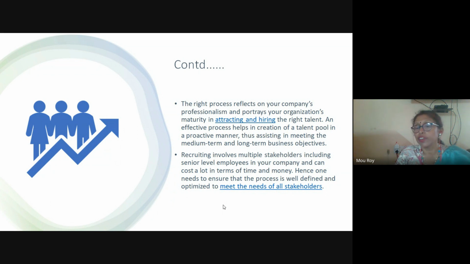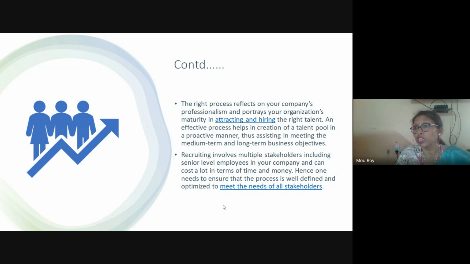So what does an effective process help with? An effective process helps in creating a talent pool in a proactive manner. You have to be very proactive, okay? And thus, it helps in mid-term business objectives as well as long-term business objectives. And recruitment also involves multiple stakeholders, including the senior level employees in an organization.